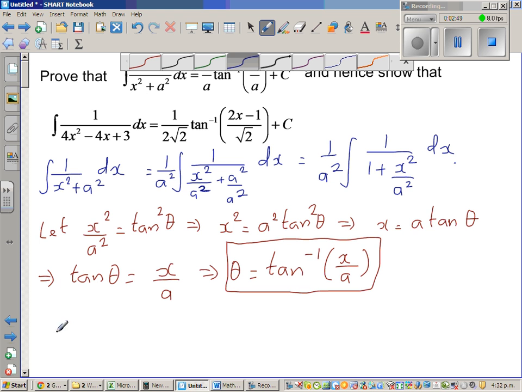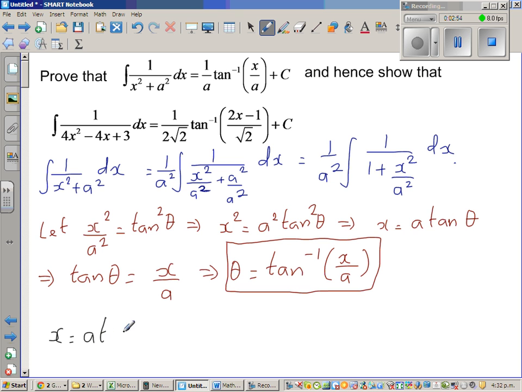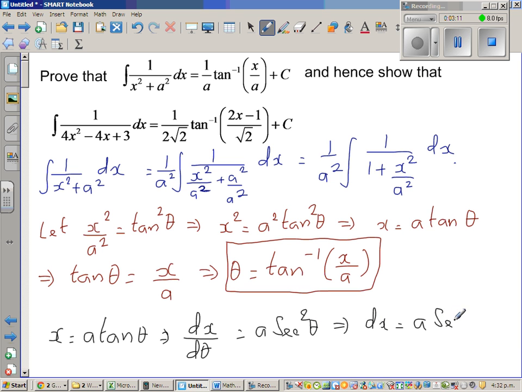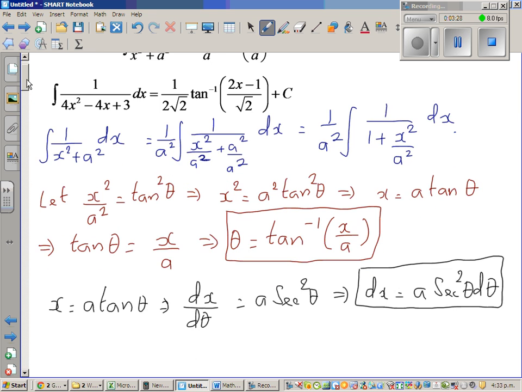What have I written? X is, let me use a different color, X is a tan theta, which implies, differentiating both sides with respect to theta, dx by d theta is a sec squared theta, which implies dx is a sec squared theta d theta. So what we have done is changed everything in terms of x into terms of theta. So the whole thing has changed into a trig form. So I'm going to scroll this up.